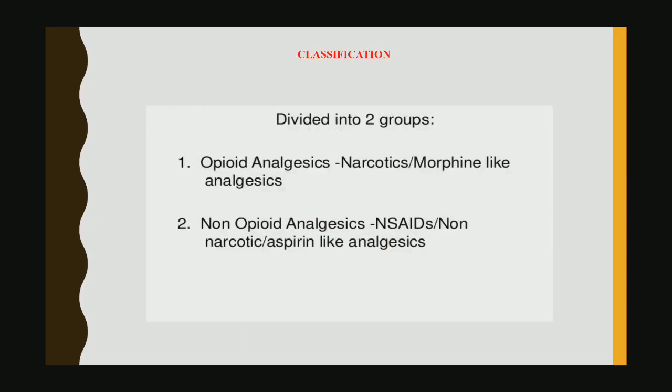Coming to classification, they are basically classified into opioid analgesic and non-opioid analgesic. Opioid analgesics are narcotics, morphine-like analgesics. Non-opioid are NSAIDs, aspirin-like analgesics.